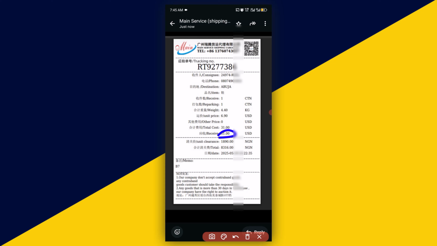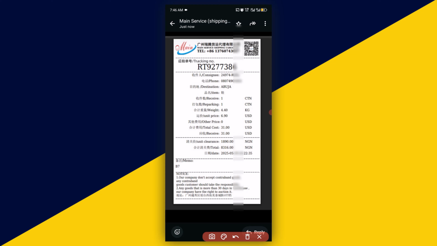Then receive. They have not received the payment because in Nigeria here, we always make payment to the shipping company once the goods arrive in Nigeria. I don't know about other countries. So in your country, it might be that you have to pay where the goods is in China before it gets to your country. But as far as bill of landing is concerned, this is how every shipping company operates. Now, here you have unit clearance. Unit clearance here in Naira, which is 1,890 Naira. So as at the time of making this video and using this shipping company, this is the amount they charge for clearance.